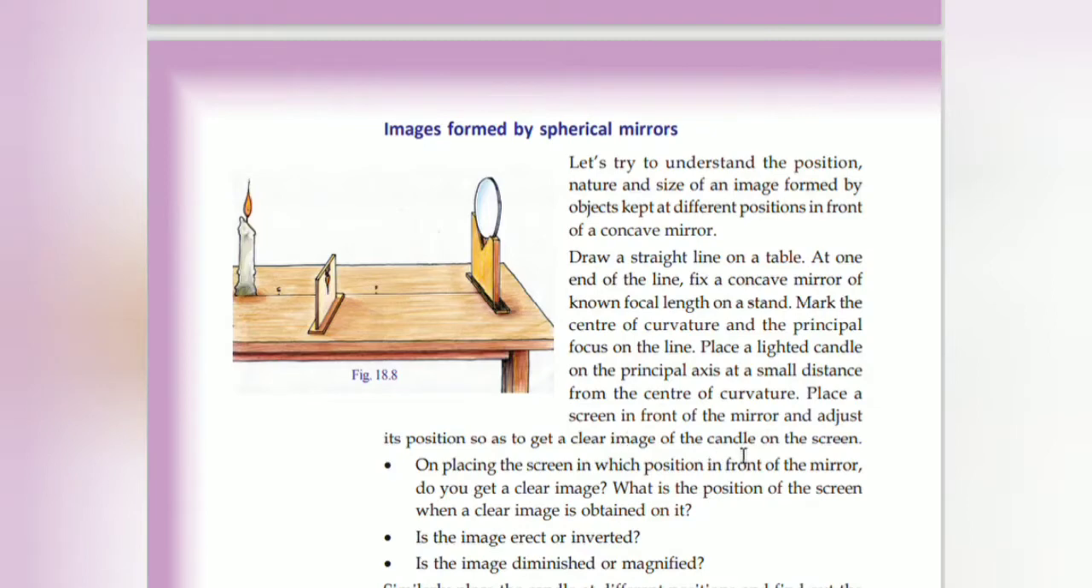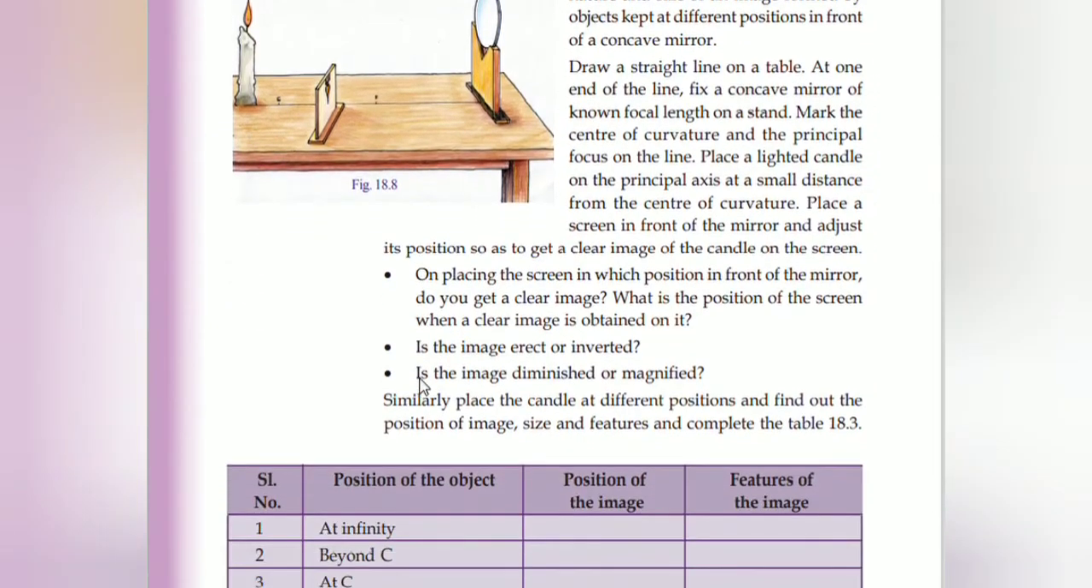Place a screen in front of the mirror. അപ്പോൾ സ്ക്രീൻ എവിടെ വെച്ചിരിക്കുന്നത്? മിററിന്റെ ഫ്രണ്ടിലാണ് നമ്മൾ സ്ക്രീൻ വെച്ചിരിക്കുന്നത്. Adjust its position so as to get a clear image of the candle. അപ്പോൾ ഈ പൊസിഷൻ നമ്മൾ അഡ്ജസ്റ്റ് ചെയ്ത് വെക്കും. എങ്ങനെയാണ്? നമുക്ക് ആ കാൻഡിലിന്റെ പിക്ചർ ഡയറക്റ്റ് ആയിട്ട് സ്ക്രീനിൽ കാണത്തക്ക രീതിയിൽ നമ്മൾ വെക്കും.